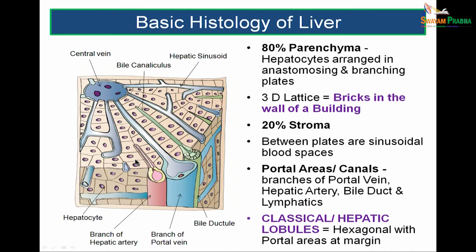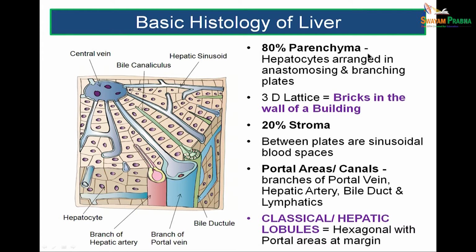Let's talk about the basic histology of the liver. 80% of the liver is made up of parenchyma and 20% is made up of stroma. So a large part of the liver is made up of cells, the parenchymal cells, and a small 20% makes up the stroma, which is the fibrous content. The 80% of parenchyma is basically the cells called liver cells or hepatocytes. If you look at the figure here, these are the hepatocytes which are arranged in anastomosing and branching plates, resembling a three-dimensional lattice framework like bricks of a building.